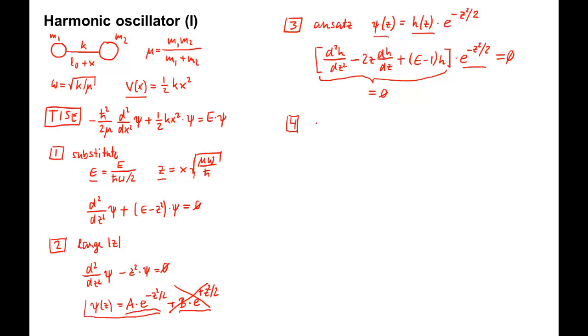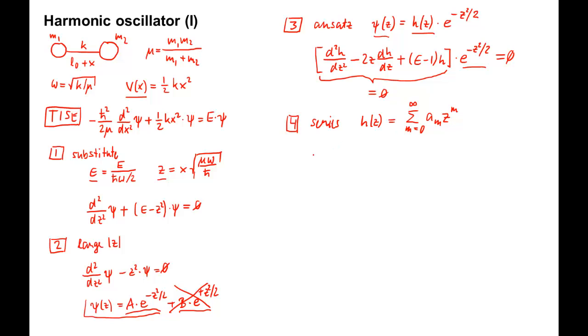Now comes the fourth step. Since we don't know anything about h at this point, let's use a general power series expansion for it. h of z equals the sum over m equals 0 to infinity of a_m z to the power of m. This is a general polynomial in z, where a_m are the polynomial coefficients. m is the integer exponent that runs from 0 to infinity. Let's insert this expansion into the differential equation.